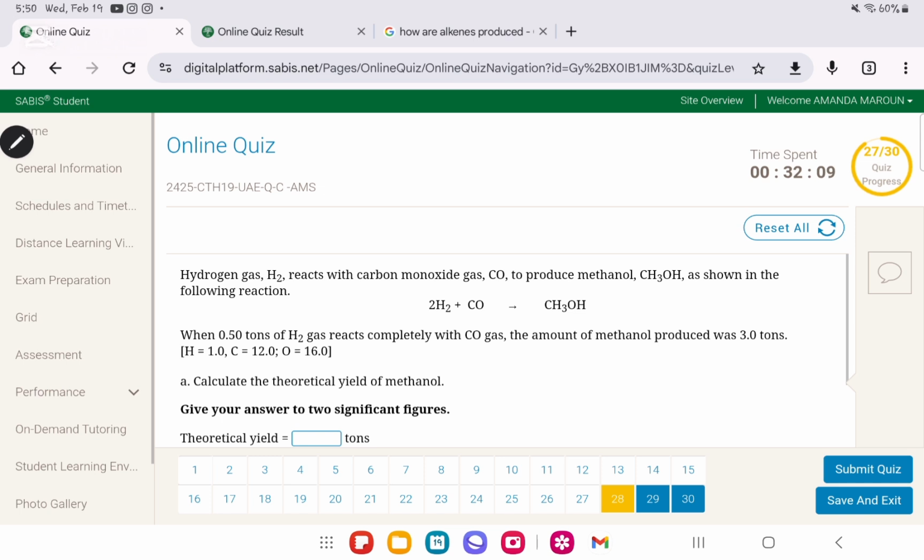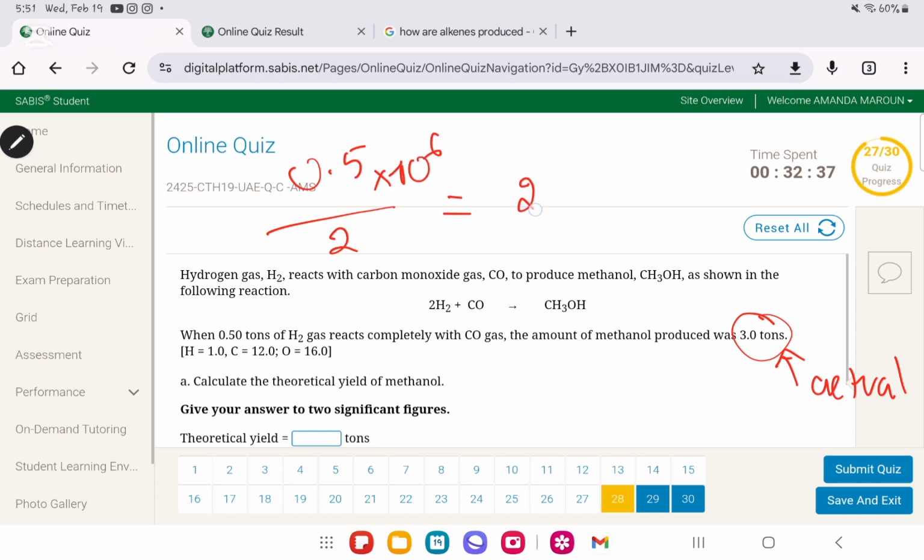Hydrogen gas H2 reacts with carbon monoxide gas CO to produce methanol, which is CH3OH, as shown in the following reaction. Now, when 0.5 tons of H2 reacts completely with CO gas, the amount of methanol produced was 3 tons. So this is the actual yield. Let us find the theoretical yield. So we know 0.5 tons of H2 gas reacted, so divided by 2, you are gonna get 250,000 grams. Always change it into grams.